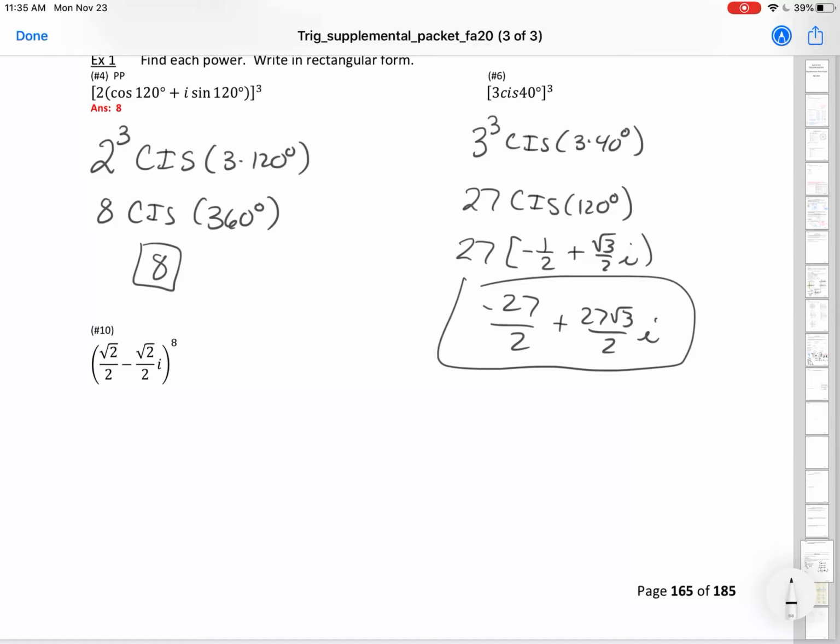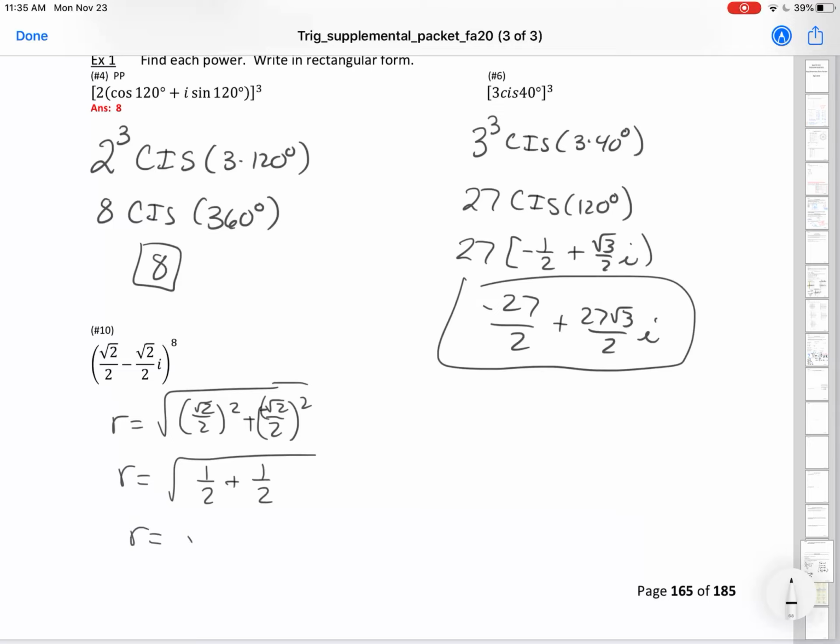It takes far less time for you to say r is equal to the square root of root 2 over 2 squared minus root 2 over 2 squared. Or sorry, plus, and the negatives inside there. So r is equal to the square root of 2/4 or 1/2, and here we're going to get 2/4 or 1/2. So r is equal to the square root of 1, which is 1. Okay, so this is 1 CIS.